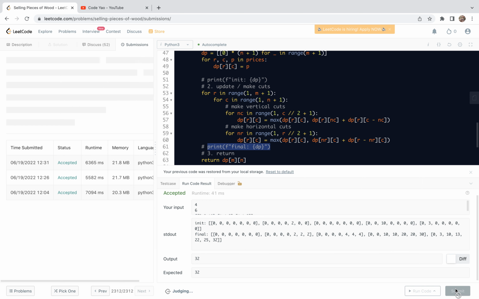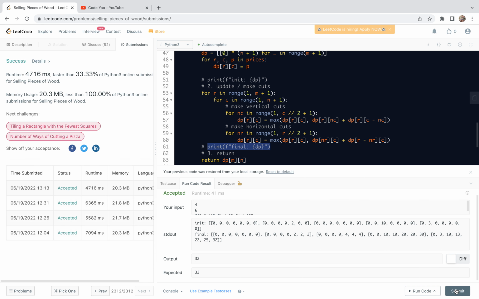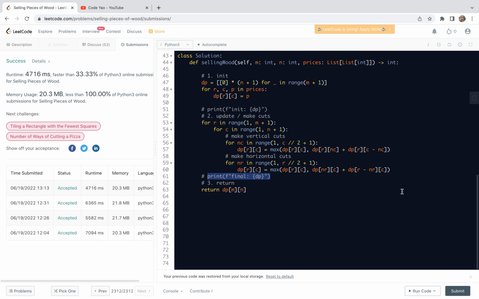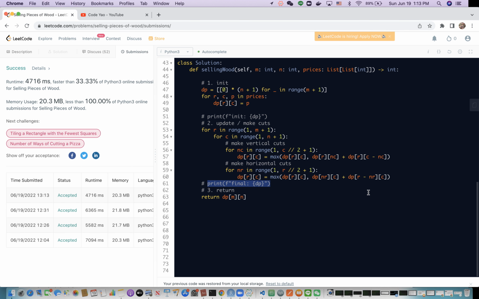With that said, let's comment out the print and test the generic case. It passes the generic case. So I guess that's it for this problem. Thank you very much.